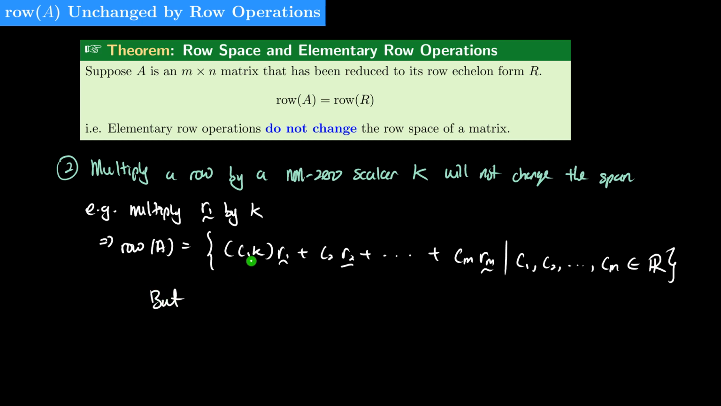But from here we know that C1k is still a real number, which means that this row space here is the same space as the original row space of A. And therefore, multiplying a row by a non-zero scalar will not change the span either.